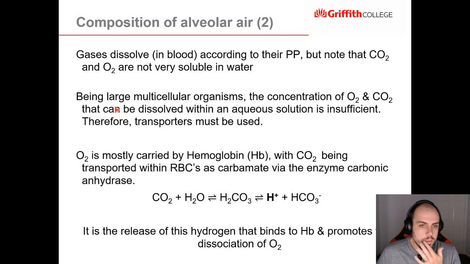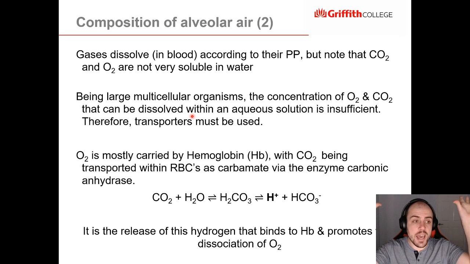Now, the big thing here, we are very big multicellular organisms, okay? If you are very small, like bacteria and other single-celled organisms, you can just rely on diffusion, taking the air in and moving it straight inside. We are far too big for that. We need a circulatory system. So we need red blood cells and blood to transport and traffic them around.